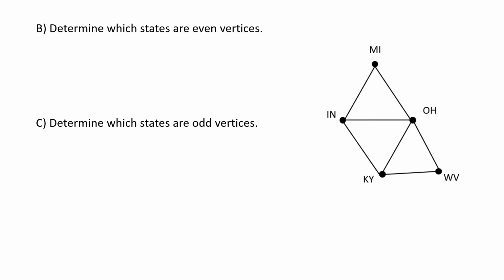Part B. Determine which states are even vertices. Even means an even number of edges coming from the vertex. The first one is Michigan. It has 2 edges coming from it. Ohio is also even. It has 4 edges coming out of it. And finally, we see that West Virginia is even as well. It has 2 edges coming out of that vertex.